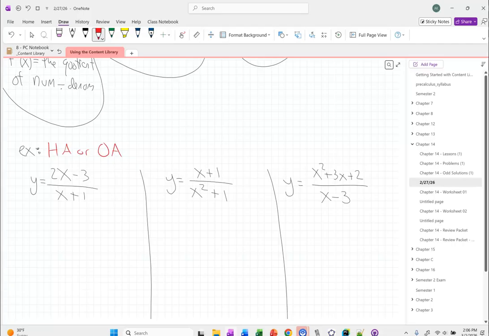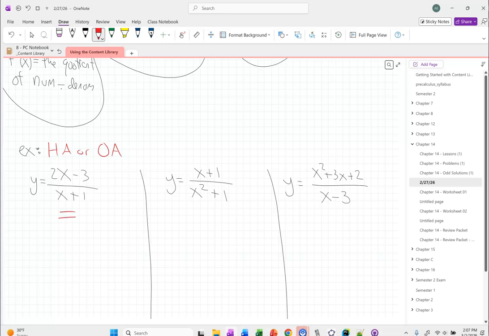So if I look at the first one, what I need to do to decide what's going on is I need to compare the degree of the numerator and the degree of the denominator. What is the degree of 2x minus 3? 1. How'd you get that, Mark? Yes, doesn't have an exponent anymore, it's just 1. It's x to the first. The degree of the denominator is? 1. So the degree of the numerator is equal to the degree of the denominator.